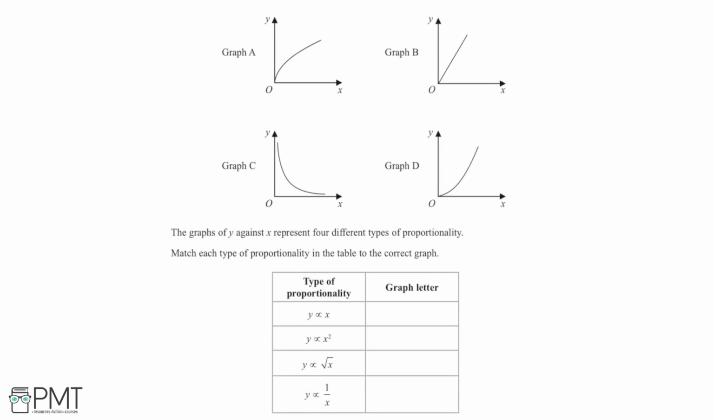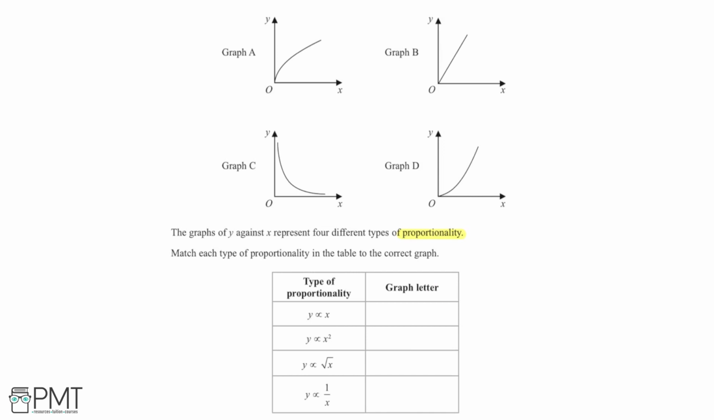So in this question, I'm told that the graphs of y against x represent 4 different types of proportionality, and I'm asked to match each type of proportionality in the table to the correct graph. So if I have a look at the table here, in this column I have the types of proportionality, and this symbol here simply means is proportional to, and then I need to fill in this column of the table with the letters corresponding to the graphs above.